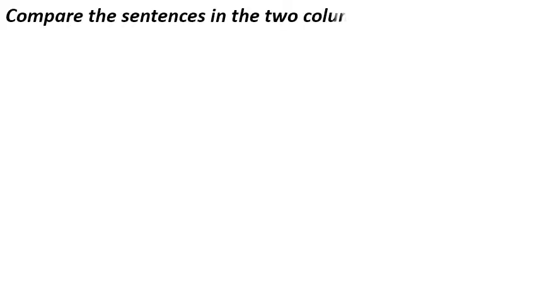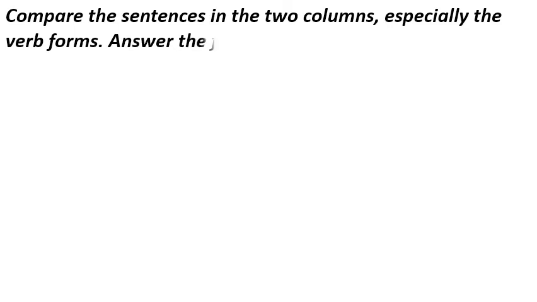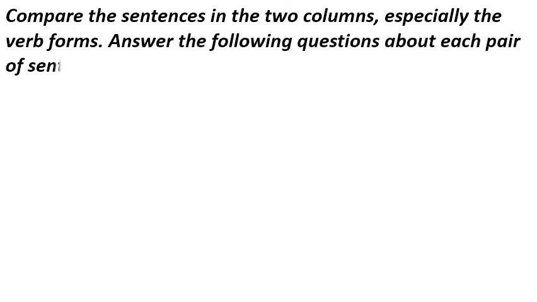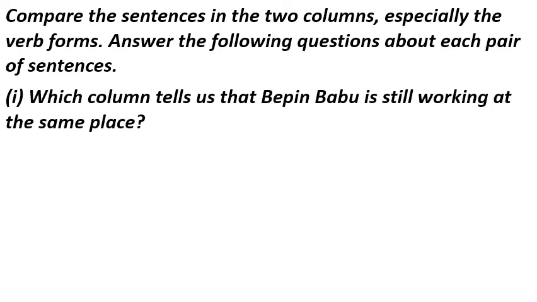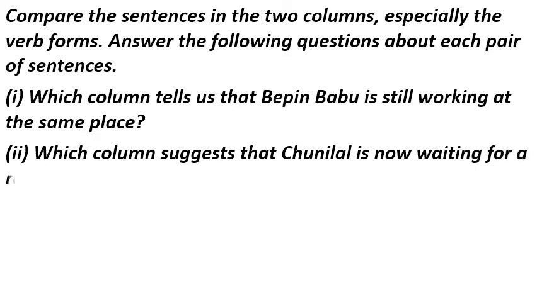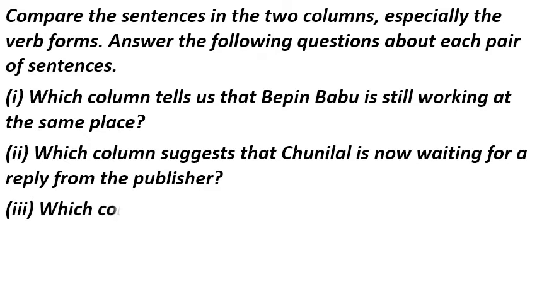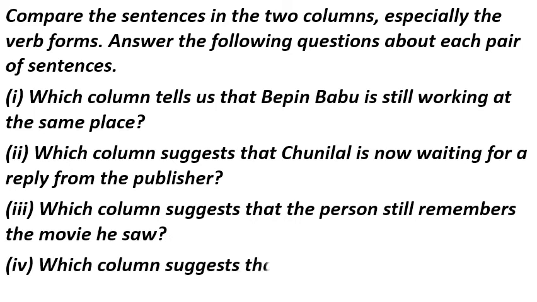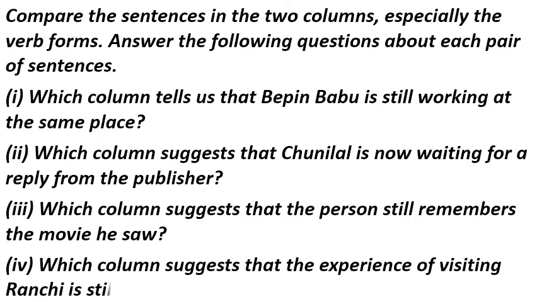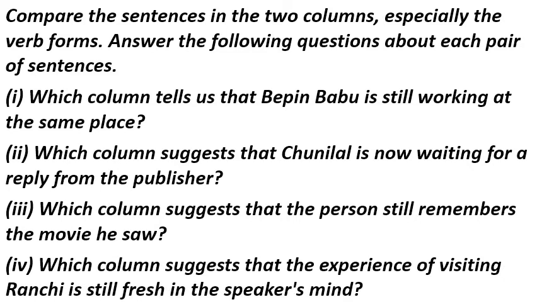Compare the sentences in the two columns, especially the verb forms. Answer the following questions about each pair of sentences. Number 1. Which column tells us that Bipin Babu is still working at the same place? Number 2. Which column suggests that Chunnilal is now waiting for a reply from the publisher? Number 3. Which column suggests that the person still remembers the movie he saw? Number 4. Which column suggests that the experience of visiting Ranchi is still fresh in the speaker's mind?